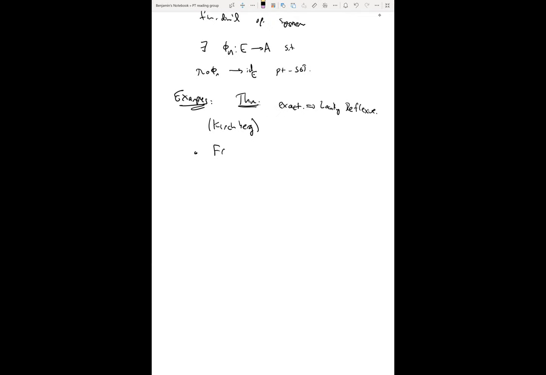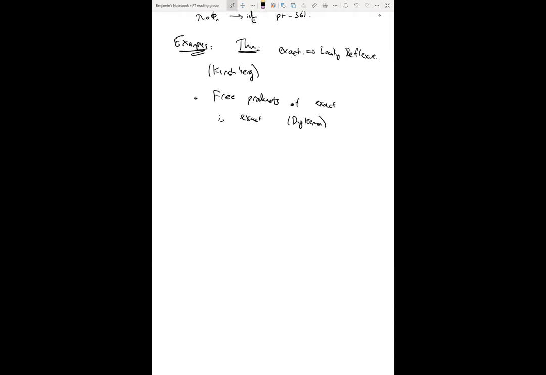So free products of exact things are exact. Theorem 9.3.1. I believe this is due to Dykema. Again, I might be screwing that up, apologies to anyone who sees this. Yeah, that's correct, it's Dykema's theorem. Okay, great. So free products of exact things are exact. In particular, the C-star algebra generated by free semicirculars is exact.